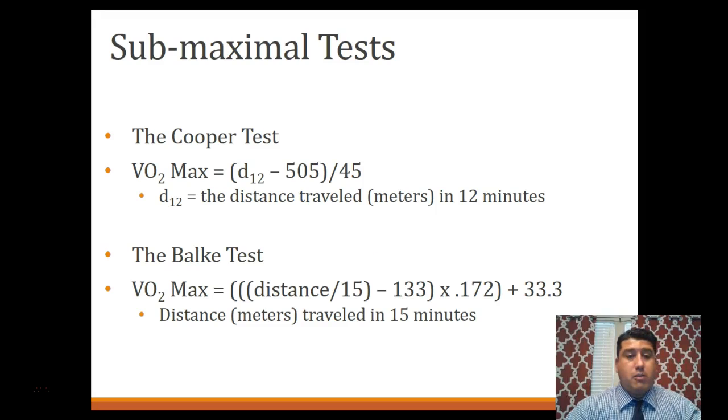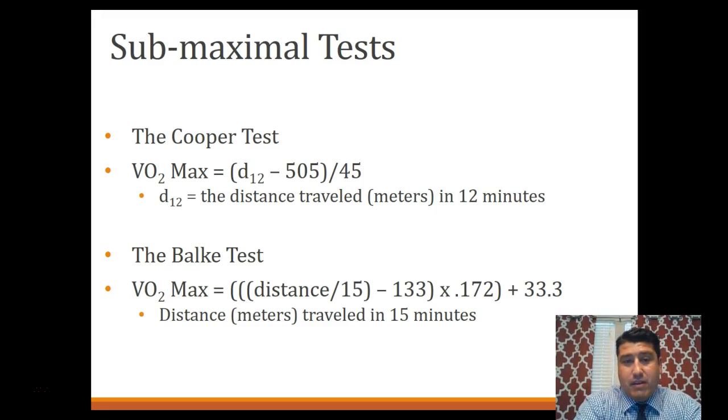Okay. So here's the Cooper test. The Cooper test posits that VO2 max is equal to the distance traveled in 12 minutes, that distance in meters traveled in 12 minutes, minus 505, and then all of that divided by 45. Okay, that's the VO2 max test.